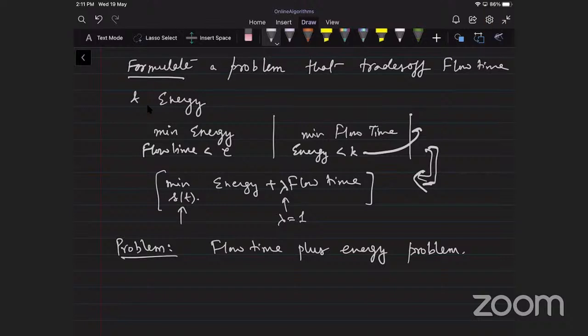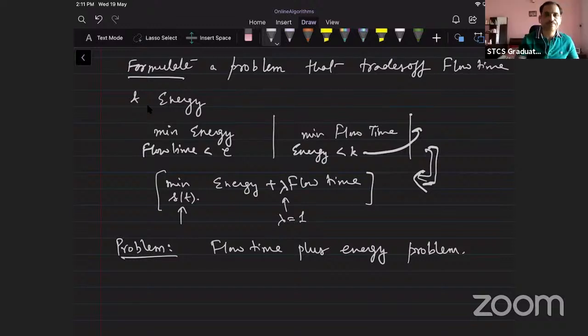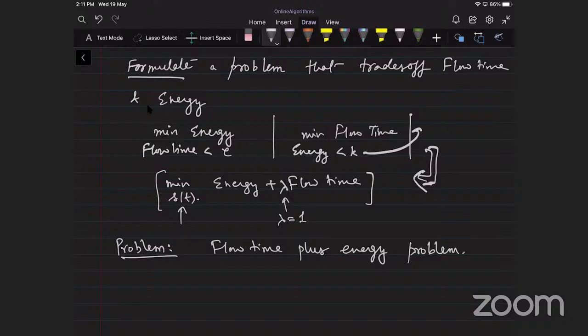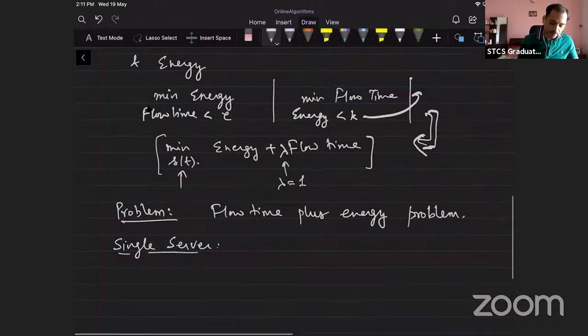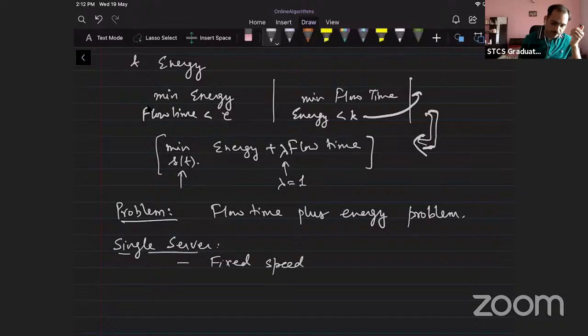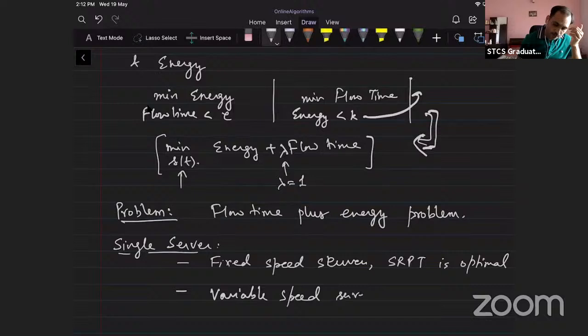Yes. Ravi, is the problem clear? What we need to do? Yes, sir. So now, once again, we'll first look at a single server problem. This itself is non-trivial. With fixed speed servers, we know that SRPT is optimal, and there's nothing more to be done. Now with a variable speed server, SRPT is still optimal, so you can argue very easily that the scheduling algorithm is still SRPT.